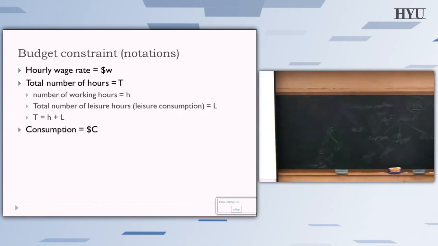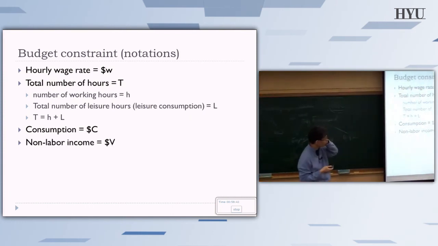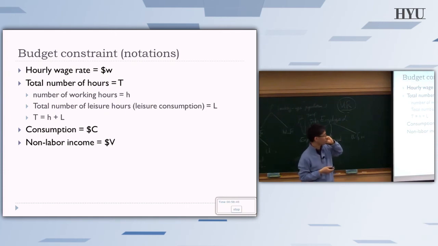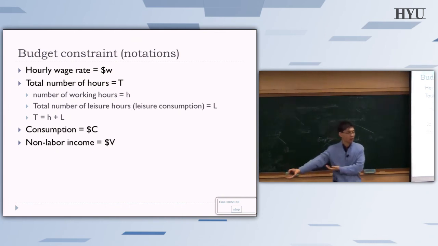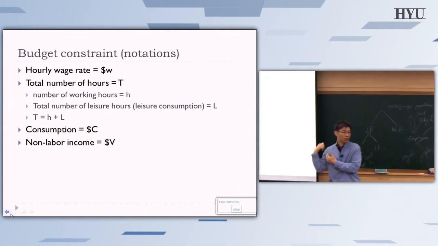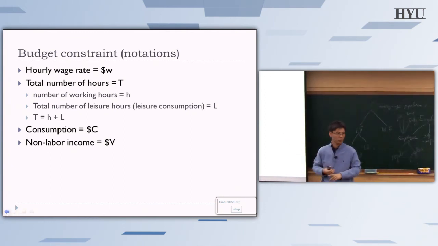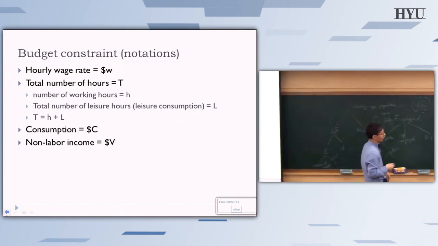Consumption, the total value of consumption, is C dollars. Non-labor income: what is non-labor income? Non-labor income is income this person has that is not earnings. This person just gets this income without any work. For example, let's say this person has a property and gets rent by renting out this property. Without any work, this person still gets this rent income. We call it non-labor income, like dividend income, all sorts of things. We just call them together V.